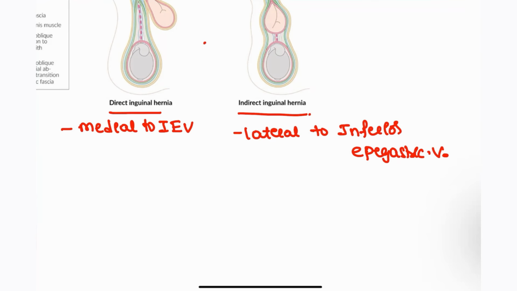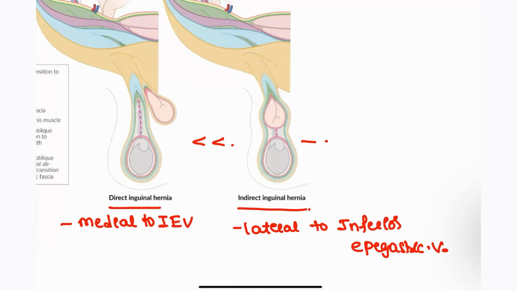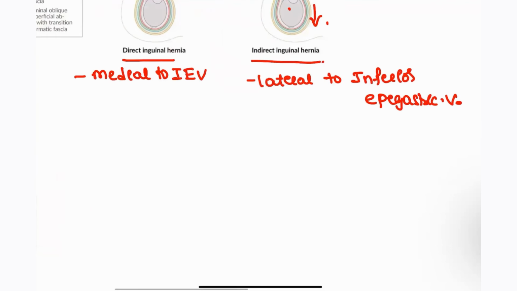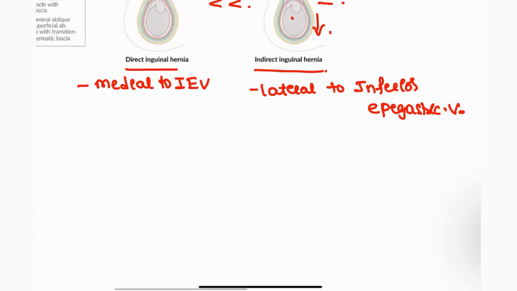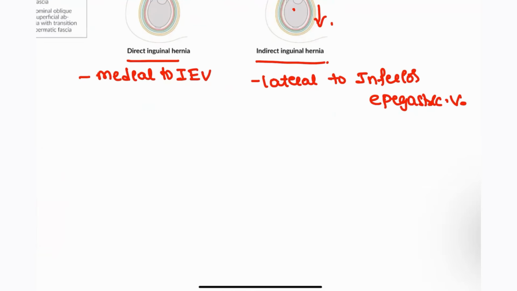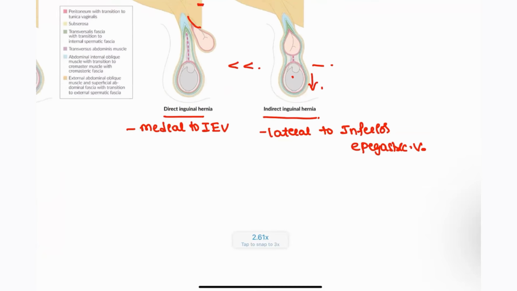Most common overall is the indirect hernia. The indirect hernia comes indirectly into the inguinal canal and it can even go to the scrotum. But the direct hernia comes from the posterior wall, through the muscle fascia. Those are the two differences that you have to see between the direct hernia and the indirect hernia.